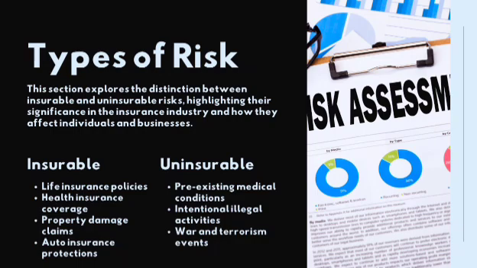Now, particular risk affects individuals or small groups rather than the entire community. For instance, the risk that your specific house in Victoria Island may be burglarized is a particular risk that affects you alone and not the entire neighborhood.